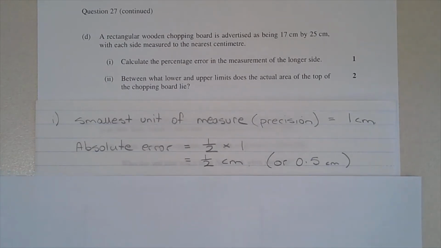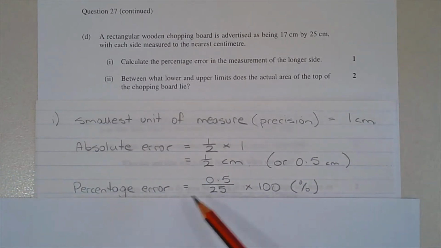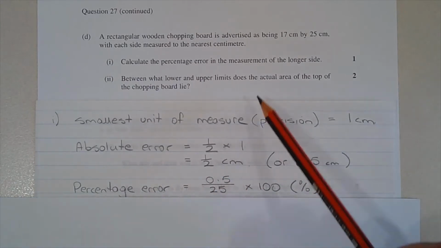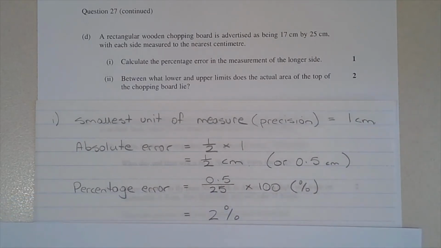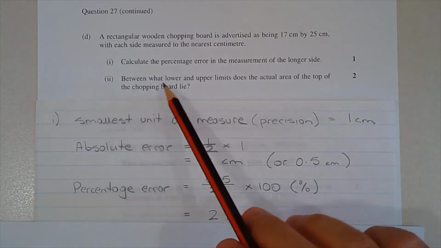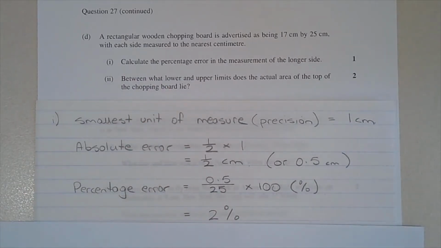Finally, we can work out the percentage error, and we work that out by taking the absolute error, dividing it by the measurement in question, which is the measurement of the longer side, which is 25 centimeters, and then multiplying the result of this fraction by 100, and don't forget to add the percentage symbol at the end, and the answer is 2%.